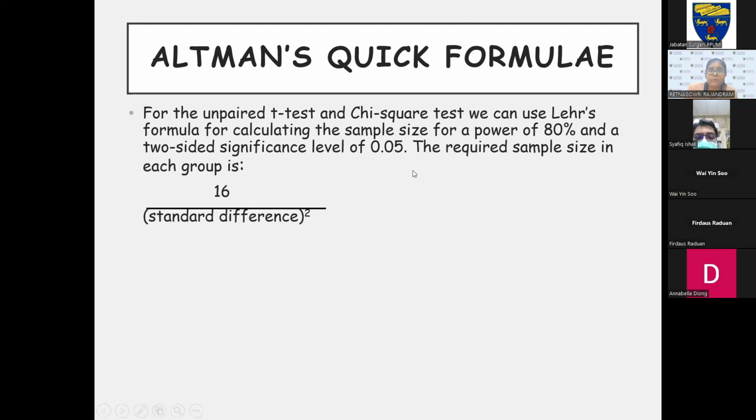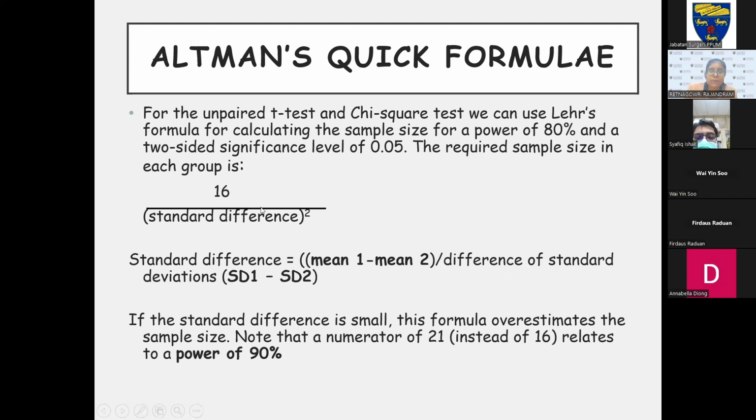And as you can see, the power is 80%. This is a formula. The one which you're going to calculate is the standardized difference. If it's a mean, you have your two mean values from a previous study or a pilot study, and you get the standard deviation from the previous study as well, and you calculate it.